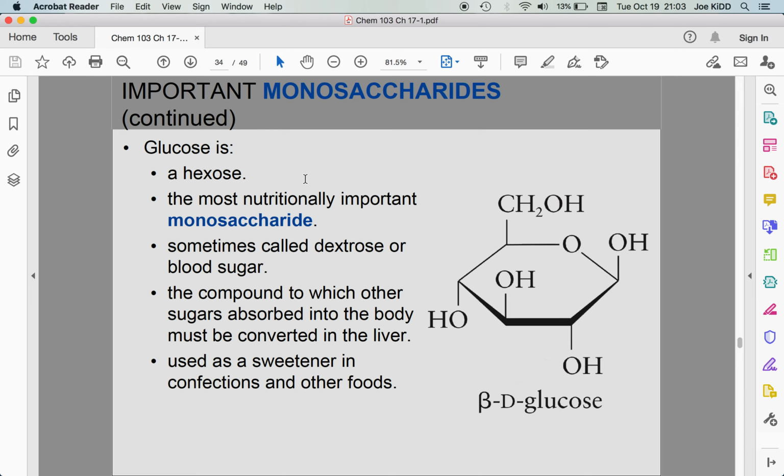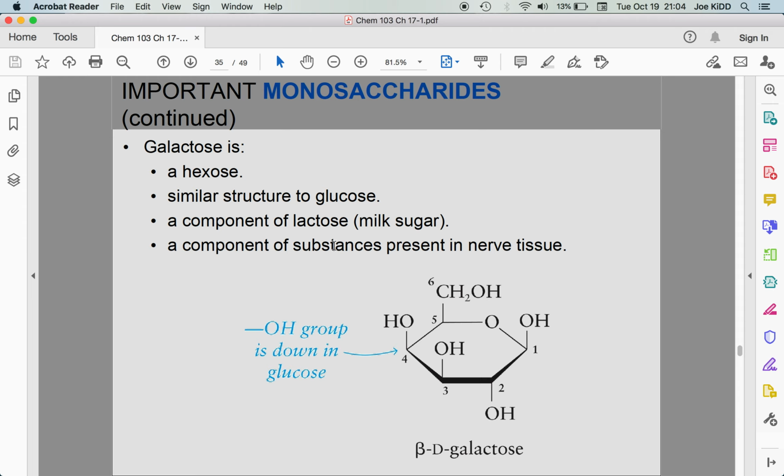So glucose is the next important saccharide that we're going to talk about. Obviously, it's very nutritionally important for us, and pretty much everything we eat that is a carbohydrate is broken down into glucose for us to be able to digest and use. And lastly, it is used as a sweetener, in confections and other foods, simply because it's sweet. It's sugar, as we understand sugar to be.